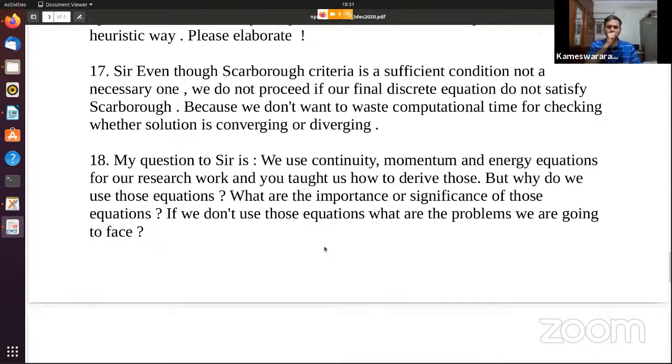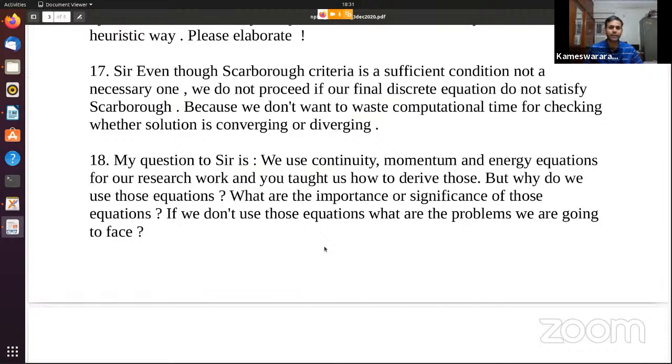Even though the Scarborough criteria is a sufficient condition and not a necessary one, we do not proceed if our final discrete equation does not satisfy Scarborough. Yes, we will not proceed if we do not satisfy Scarborough, because your linear solver will not converge, right? You don't get a solution.